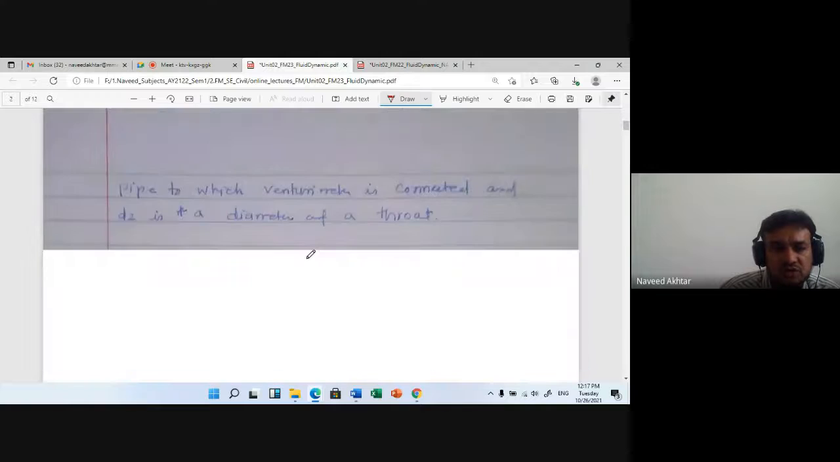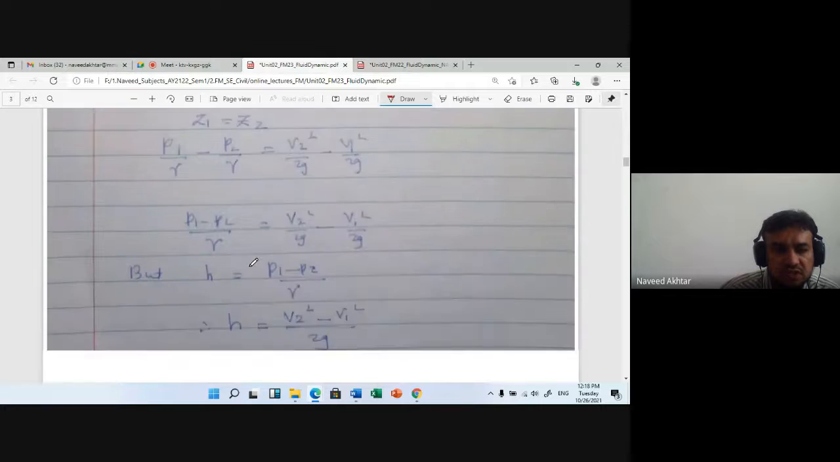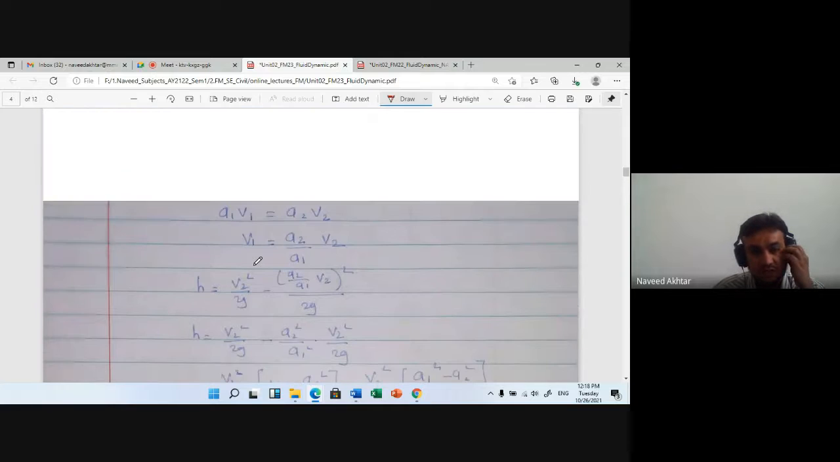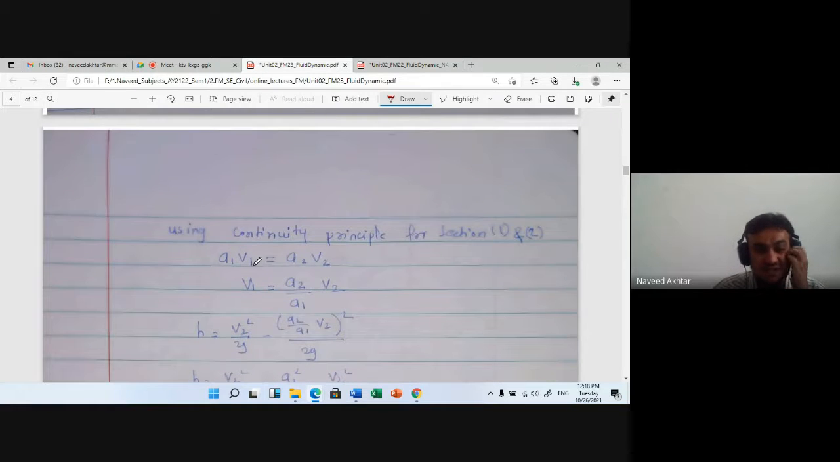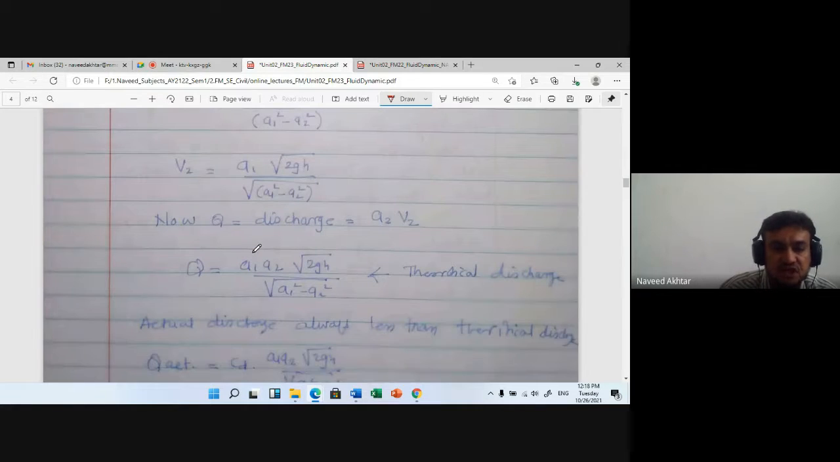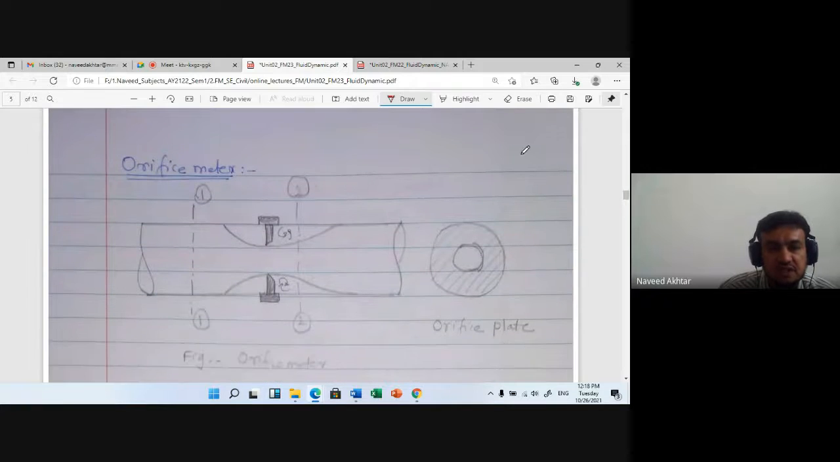So the venturimeter we have already discussed. Now we will see your orifice meter. Using the continuity principle at sections 1 and 2, we derived the equation for the discharge for the venturimeter. Now we will see today the construction of the orifice meter. You can see this figure; this figure is nothing but the orifice meter.